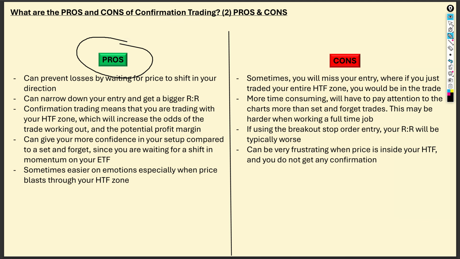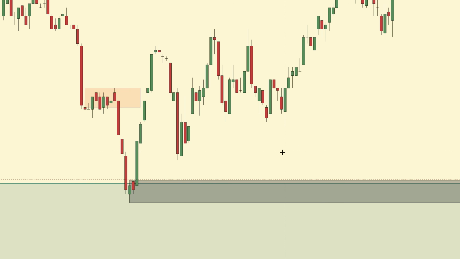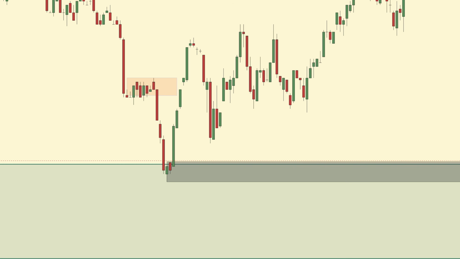The pros of trading confirmation are one, it can prevent losses. Price could absolutely spike through your zone, so confirmation can prevent a loss. Number two, it can narrow down your entry and get a bigger risk to reward. So again, going back to this great example over here. Let's just say for the sake of it, this trade triggered. Let's make a fake wick here just for the sake of the video. And we wicked into the zone like this. It actually looks legit.